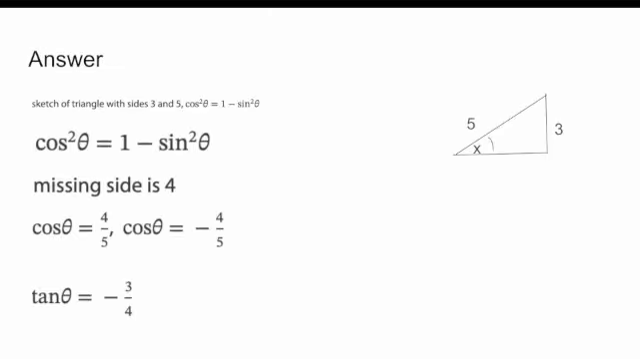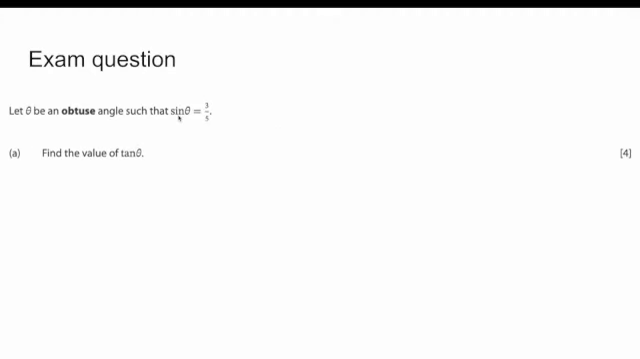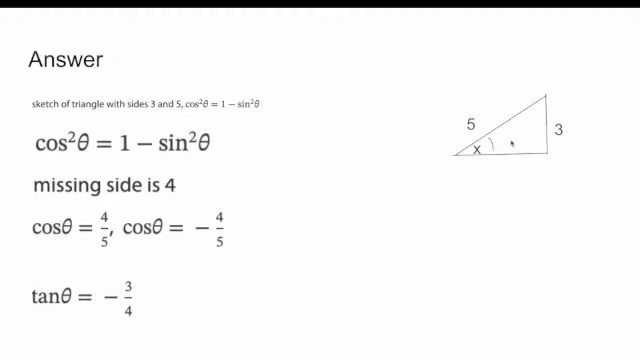Okay, so now that you've hopefully had a chance to go through the question, we'll try and do it ourselves. So the first step is sketching a triangle with sides 3 and 5. So we know that sine theta is 3 by 5. That means the opposite must be 3 and the hypotenuse must be 5. So let's draw that out. So this is our right triangle here with an opposite of 3 and a hypotenuse of 5.